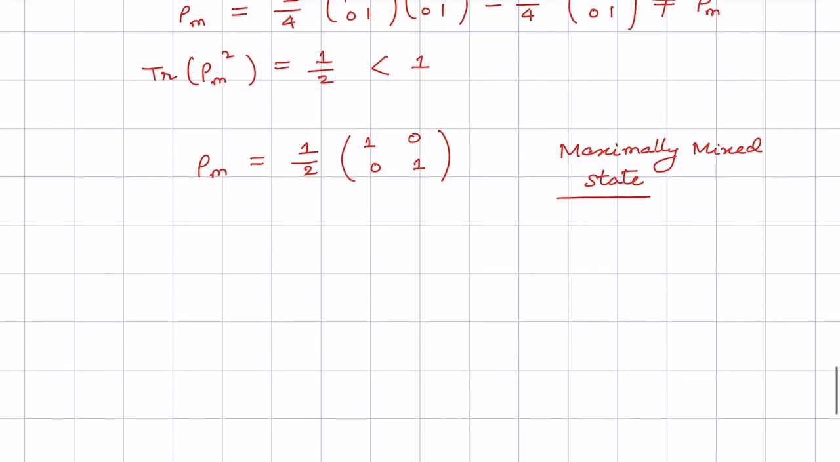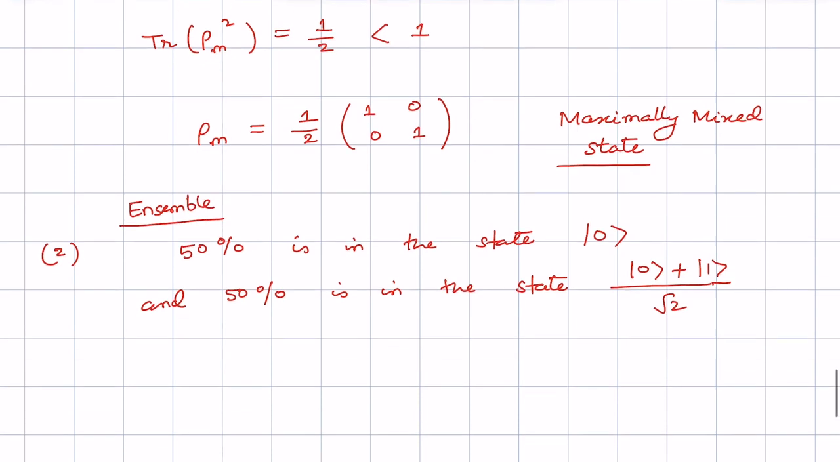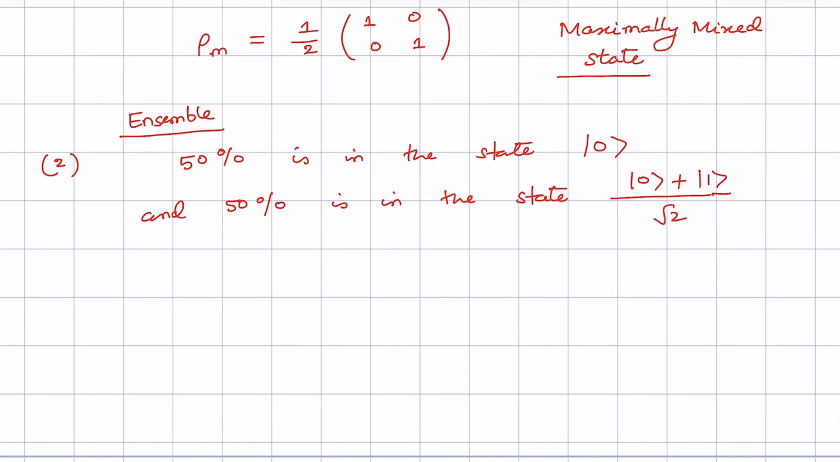Okay, let us consider another example. Consider an ensemble where again 50% of the ensemble is in the state |0>, and 50% is in the state, this time let us take a superposition state, (|0> plus |1>) by root 2. So whatever the ensemble, 50% is in the state |0> and 50% is in the superposition state (|0> plus |1>) divided by root 2.